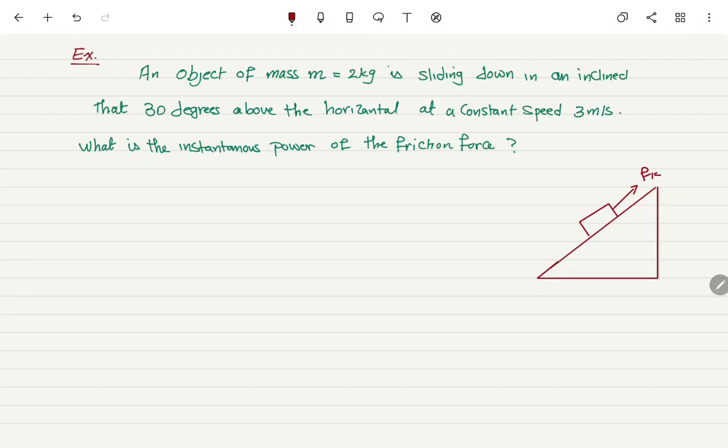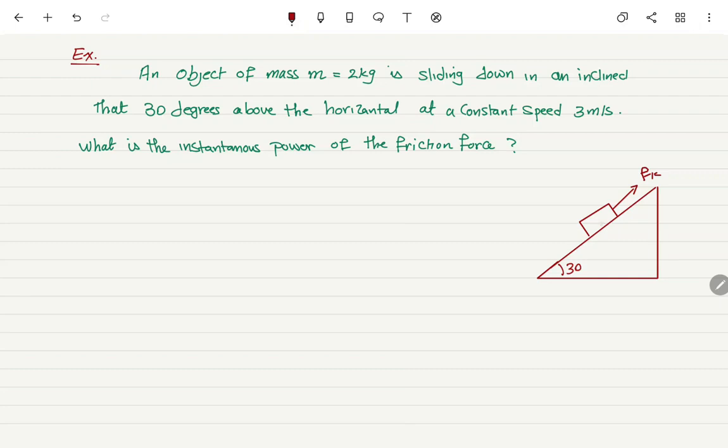Example: an object of mass m equal to 2 kilograms is sliding down an inclined surface that is 30 degrees above the horizontal. So this is 30 degrees, at a constant speed of 3 meters per second. What is the instantaneous power of the friction force?